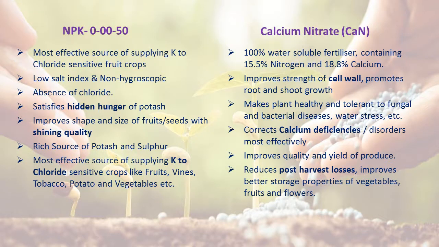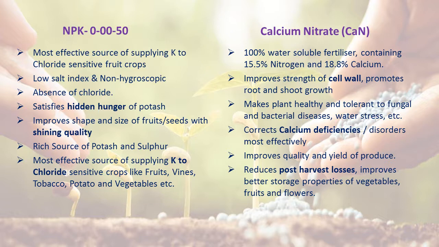The next is NPK 0-0-50. Due to the high content of potassic fertilizer in water soluble form, that is 50% potassium, the growth of the plant will be increased. It is the most effective source of potassium for chloride sensitive fruit crops. The main features are low salt index, non-hygroscopic, and the absence of chloride. It improves the shining quality of the crops. It is a most effective source for crops like fruits, vine, tobacco, potato, vegetables, etc.